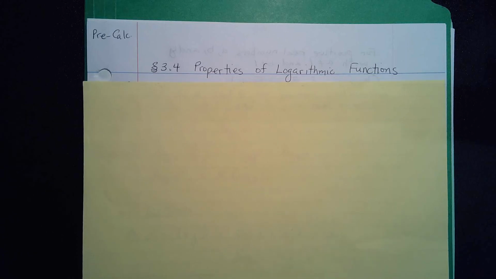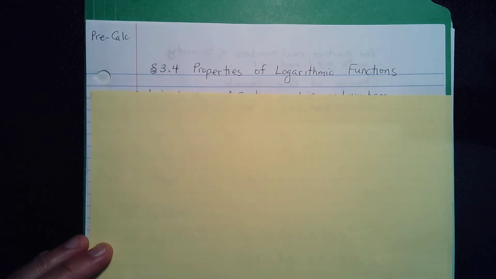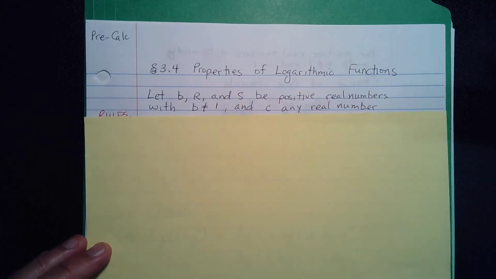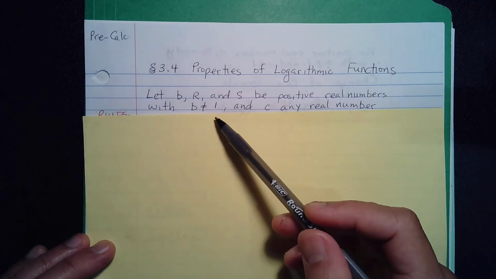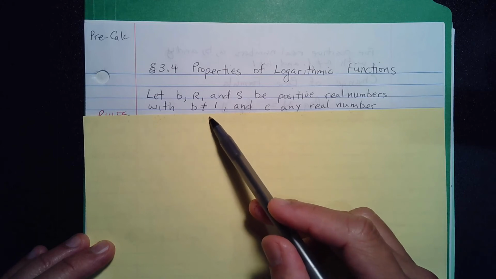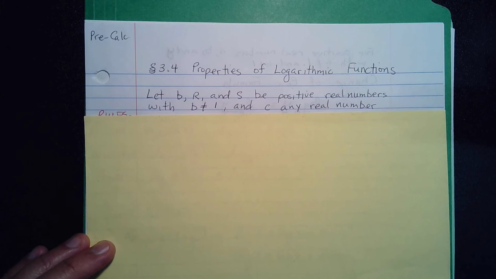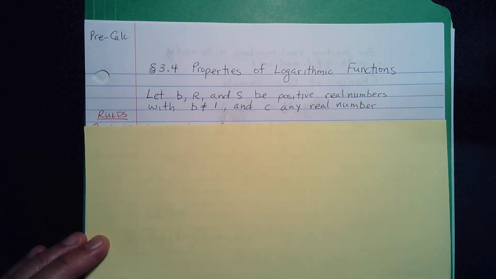Hello students, we're going to learn section 3.4, Properties of Logarithmic Functions. Here are the restrictions. Let b, r, and s be positive real numbers, with b not equaling 1 and c any real number. So there are three main rules when it comes to properties of logarithmic functions.